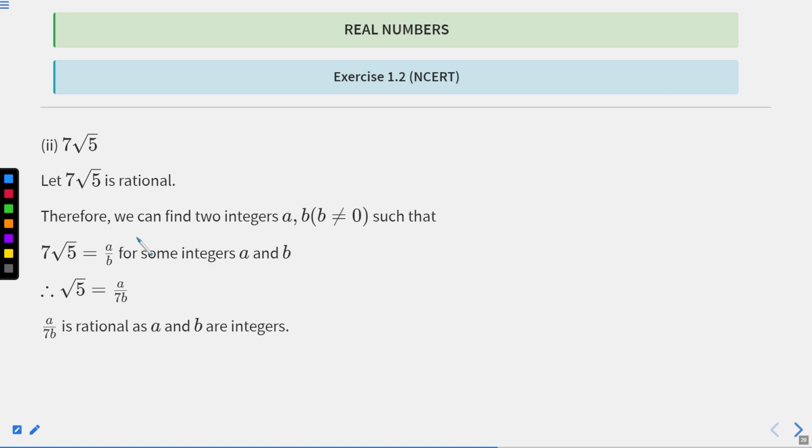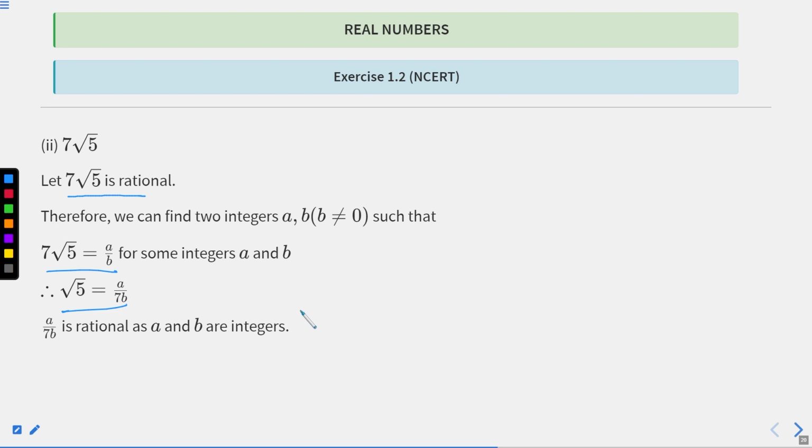Here we have to show 7 times root 5 is an irrational number. We first let 7 times root 5 be a rational number. Therefore we can find two integers a and b, where b is not equal to 0, such that 7 times root 5 can be written as a over b. Now if we divide this equation by 7, we get root 5 equal to a over 7b.